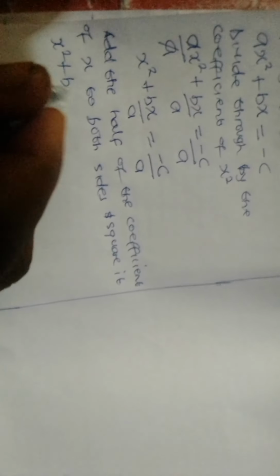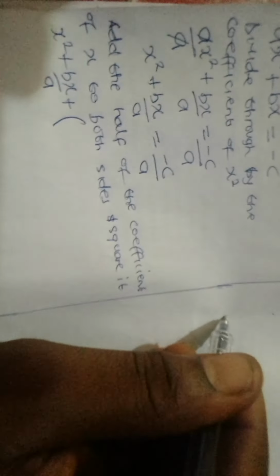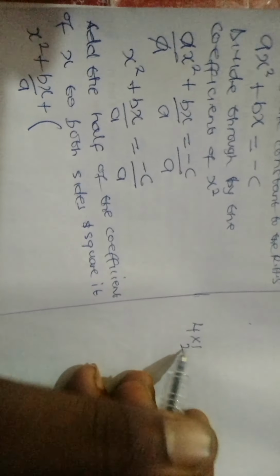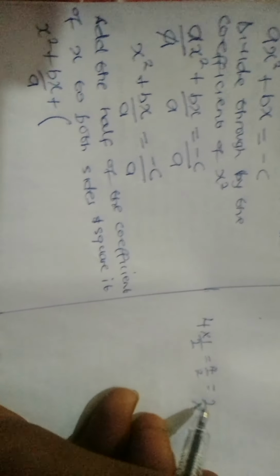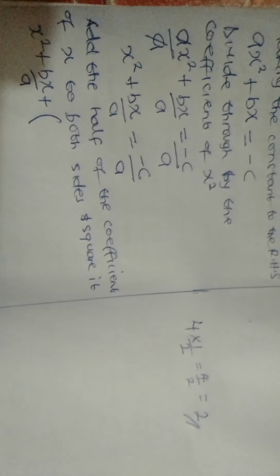Now at this point we have x squared plus bx over a plus the half of the coefficient of x. The coefficient of x is b over a. Now how do we get the half? To get the half of any number, you multiply that number by 1 over 2. For instance, the half of 4, multiply it by 1 over 2. So we have 4 over 2, so we're left with 2. That 2 is the half of 4.